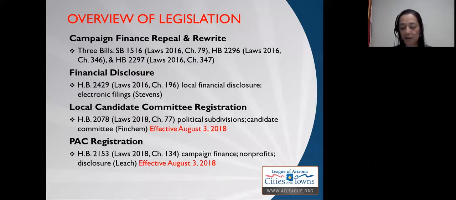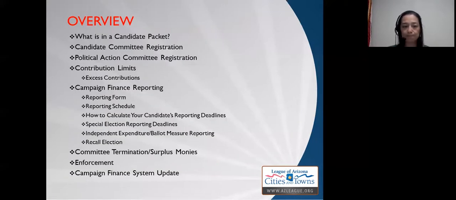So we'll be touching on some basics with that law, and then we'll also be touching a little bit on financial disclosure. The last two here are the local candidate committee registration and then the PAC registration. We've had some adjustments to those laws this past legislative session, and those will both be effective on August 3rd of this year. So we'll talk a little bit about those.